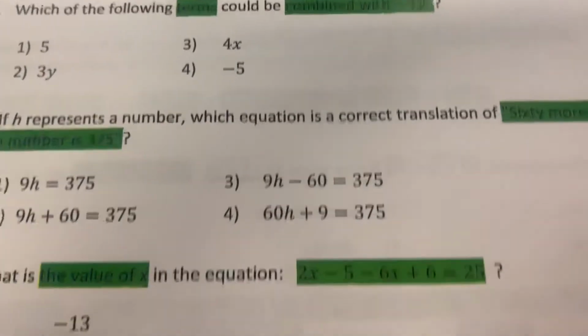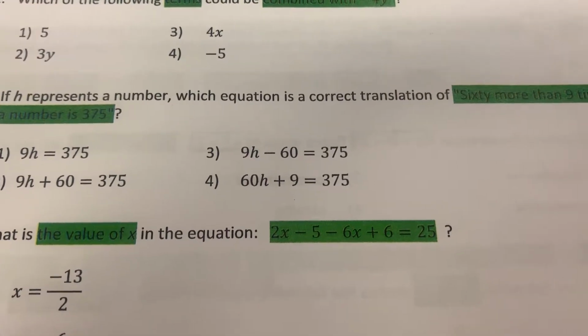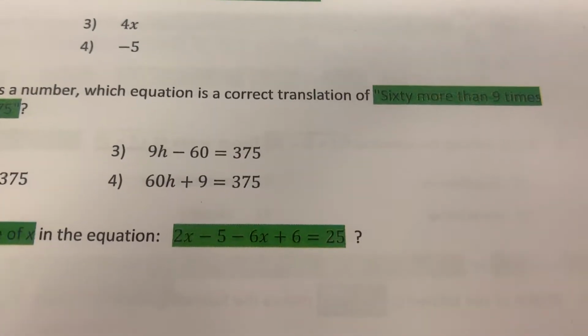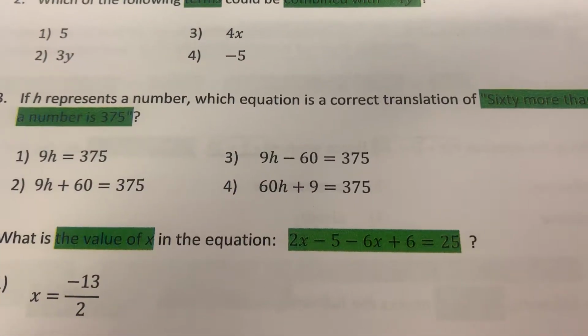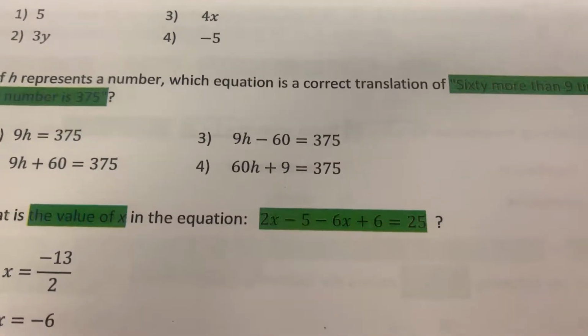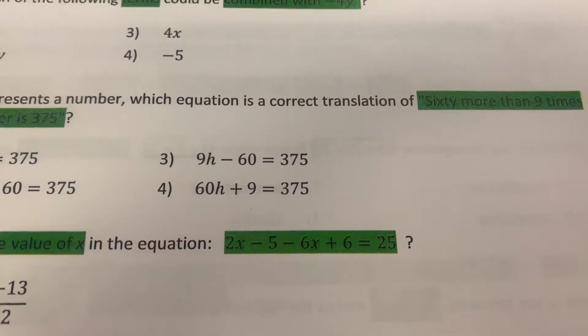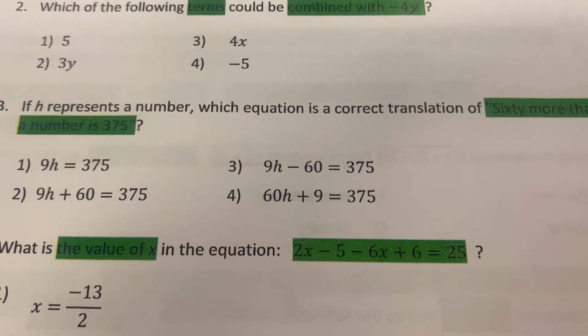Number 3, if x represents a number, which equation is a correct translation of 60 more than 9 times the number is 375? So 60 more than 9 times the number is 375.